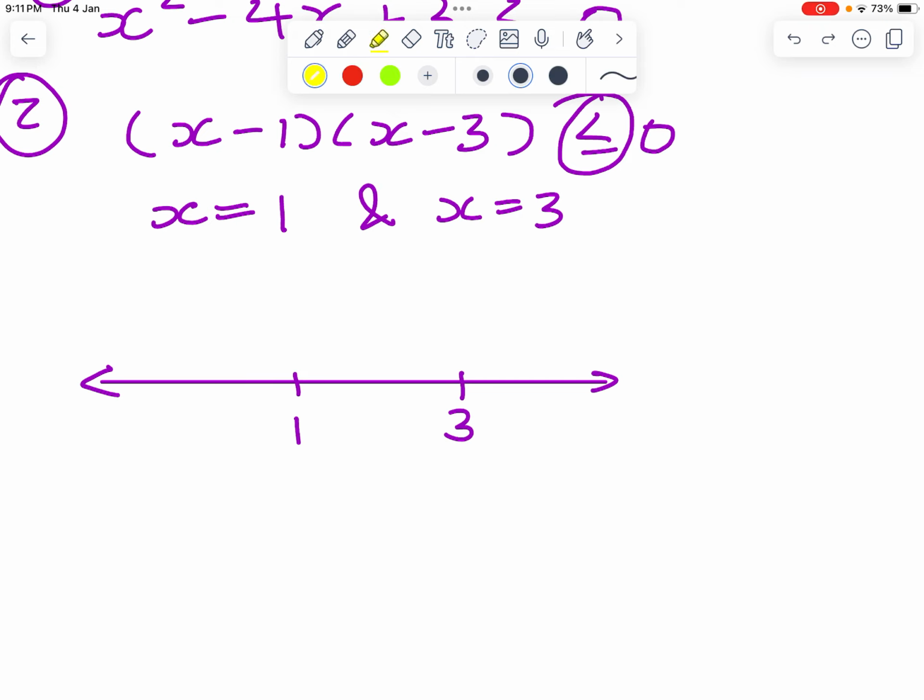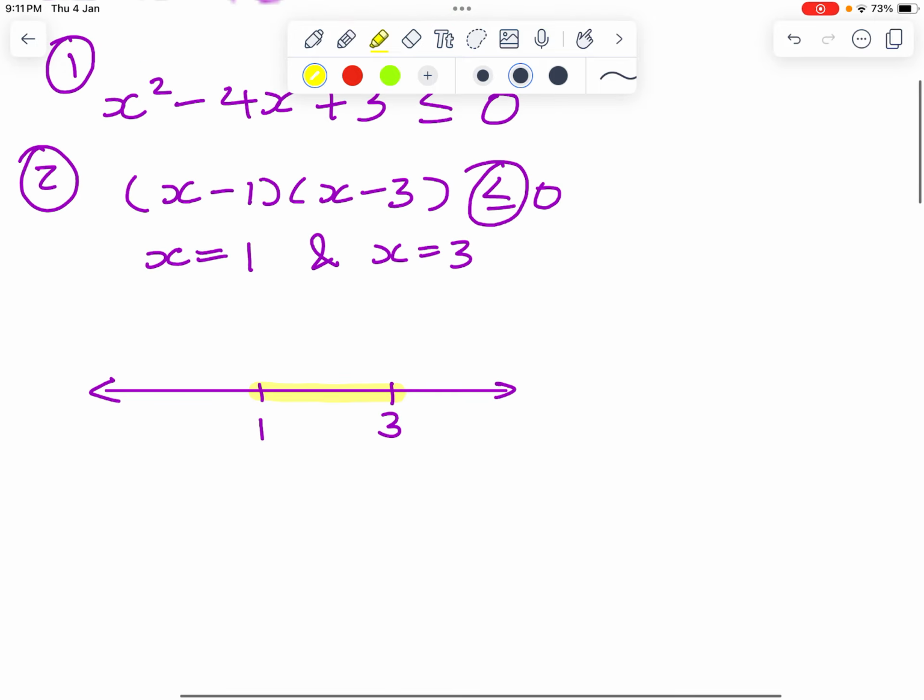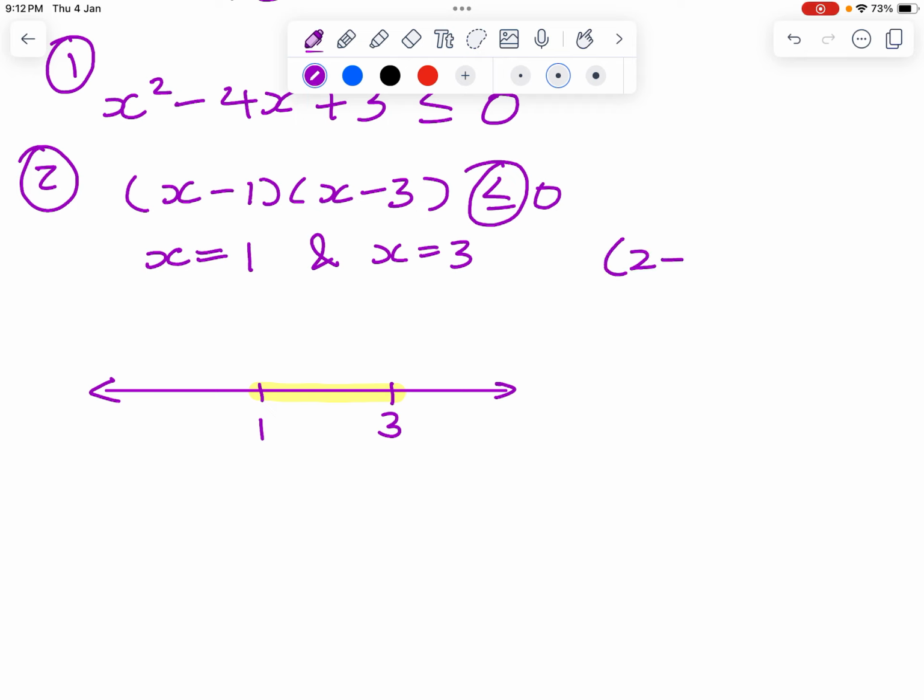So let's say for the range from 1 to 3, I want to see whether the y value is going to be positive or negative. What I'm going to do is choose any number from 1 to 3 and then plug that number into the equation. So let's say from 1 to 3 I choose 2. So I'll say x is equal to 2. So 2 minus 1, 2 minus 3.